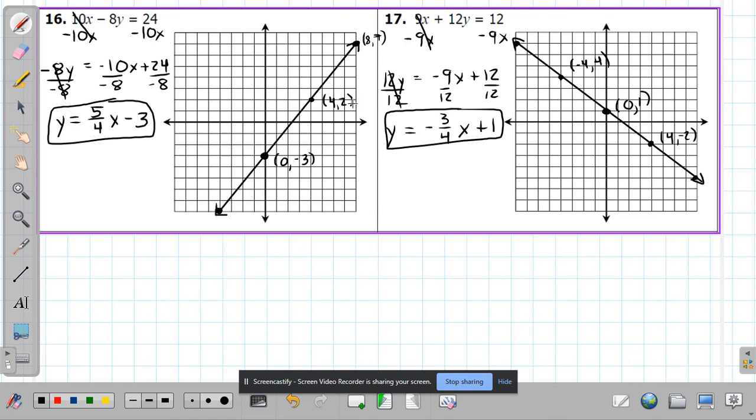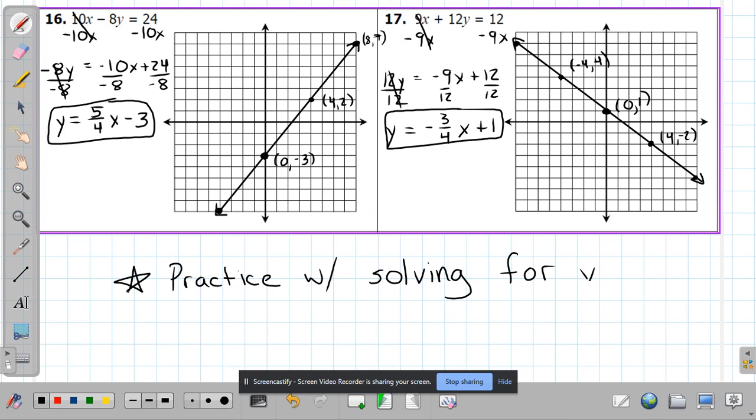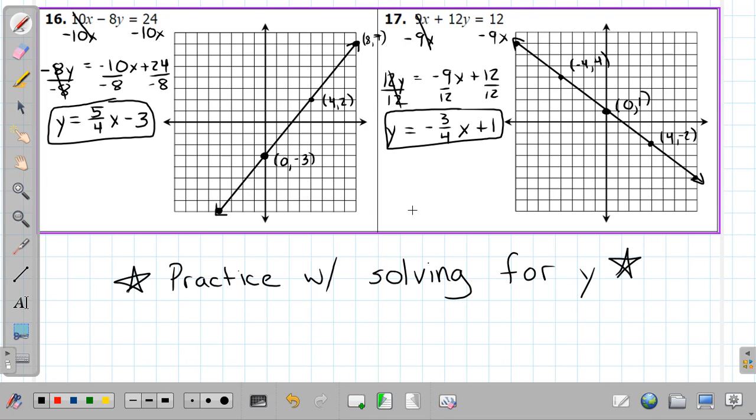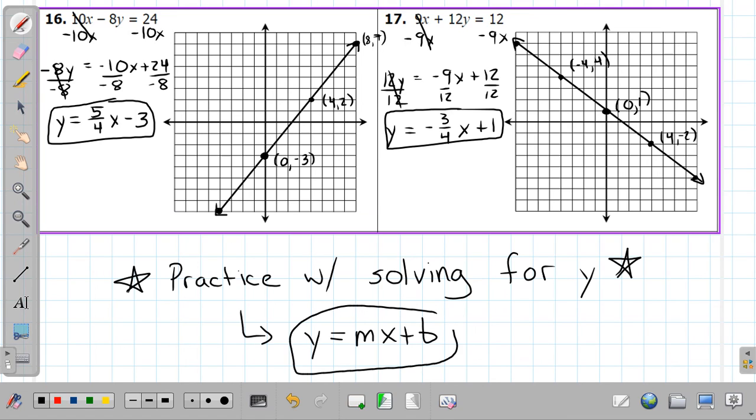But I do want everybody to practice with solving for y. It's a very good skill to have in algebra. So if nothing else, if you get all the graphs down, you can actually do all the graphs by using Desmos if you really wanted to. But at the same time, it's still good practice to go through and solve for y. So put it in y equals mx plus b form. And then you can actually graph any linear equation that you have by hand if you have it in this form. Okay. So with that being said, that's all for this section.